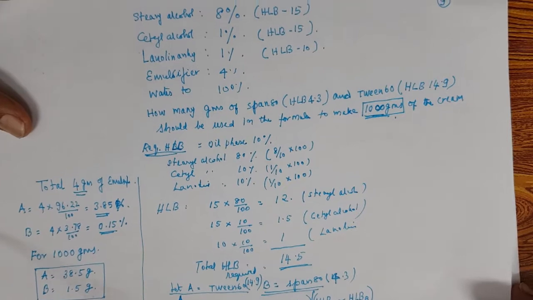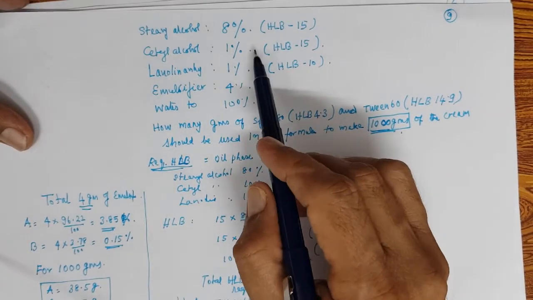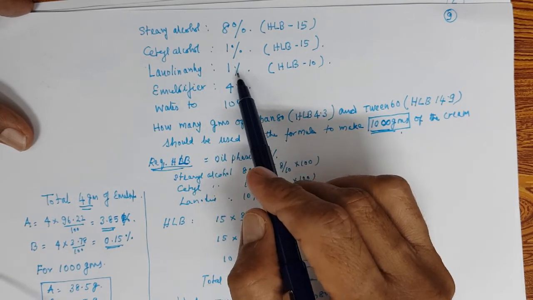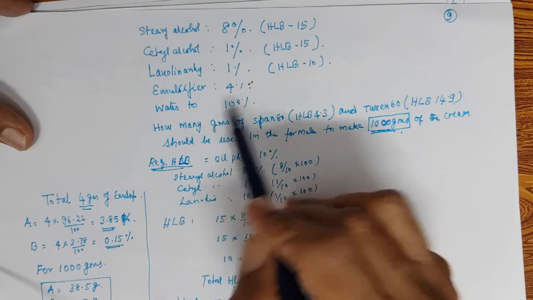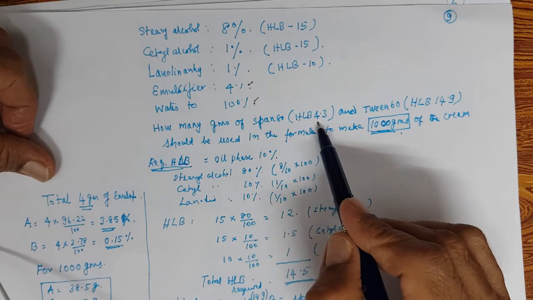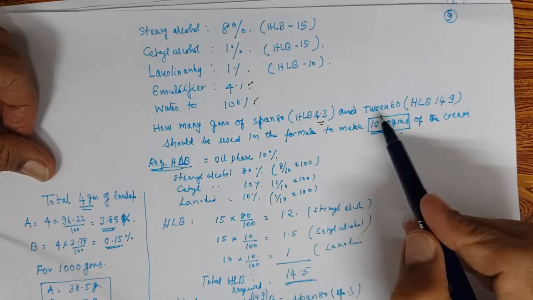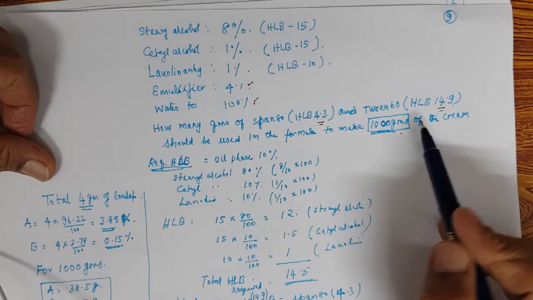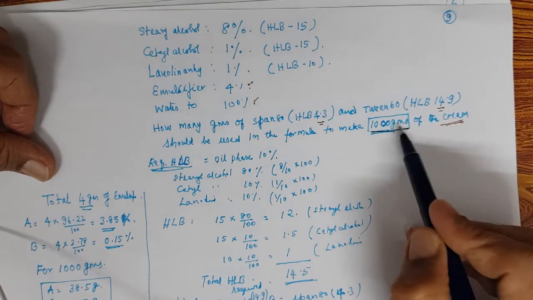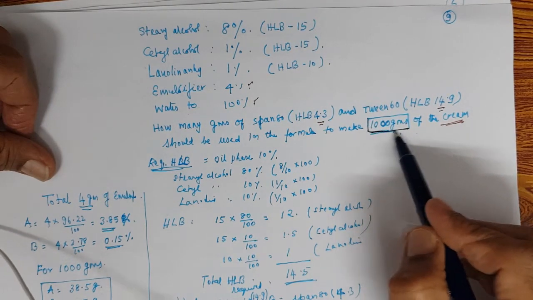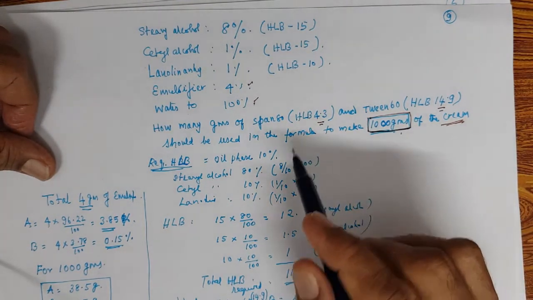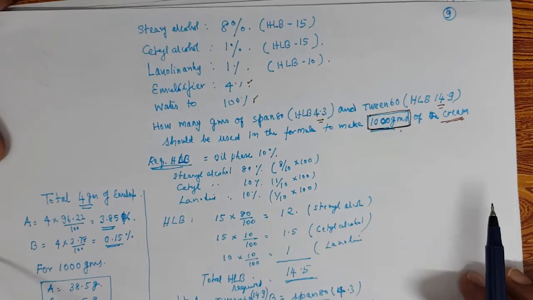Okay, we have a formula. Stearyl alcohol 8%, cetyl alcohol 1%, lanolin anhydrous 1%, emulsifier 4%, water to 100%. How many grams of Span 80 (HLB 4.3) and Tween 60 (HLB 14.9) should be used in the formula to make 1000 grams of the cream? You have to say 1000 grams of the cream. Right? Now, here you have to calculate the HLB required.